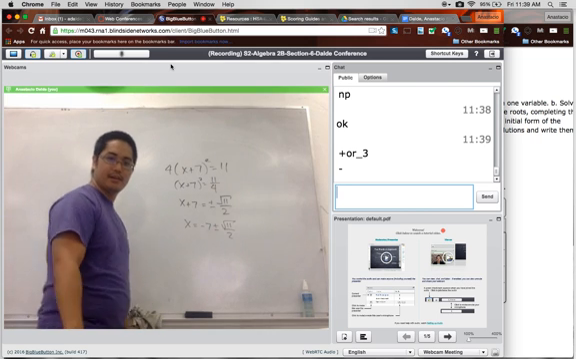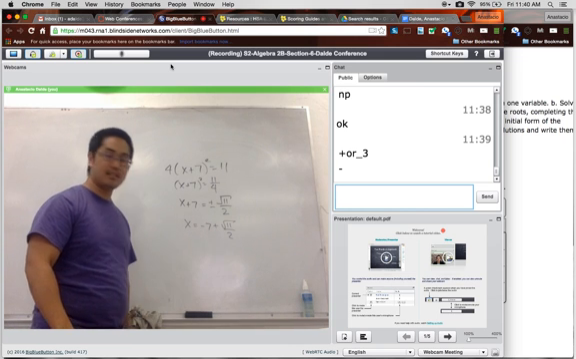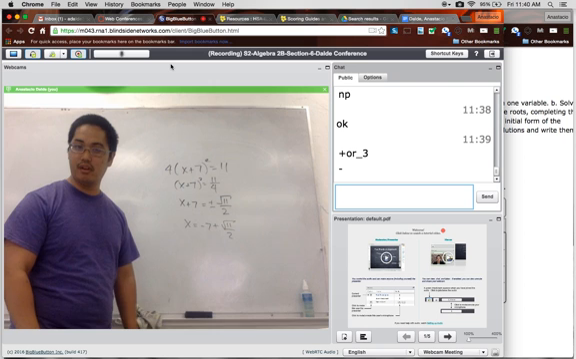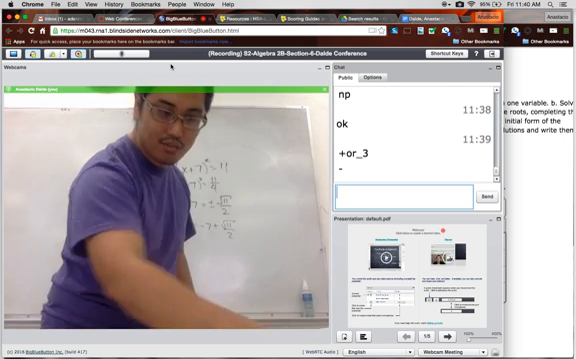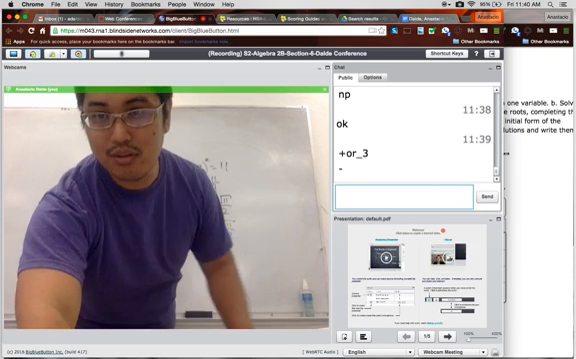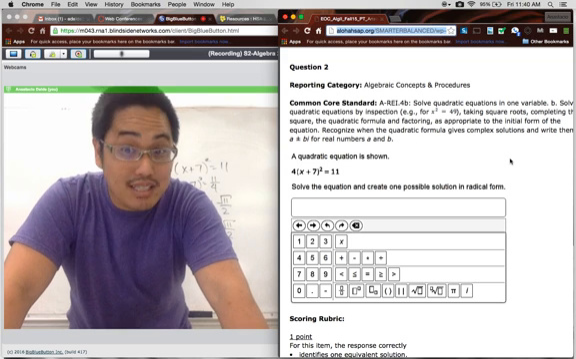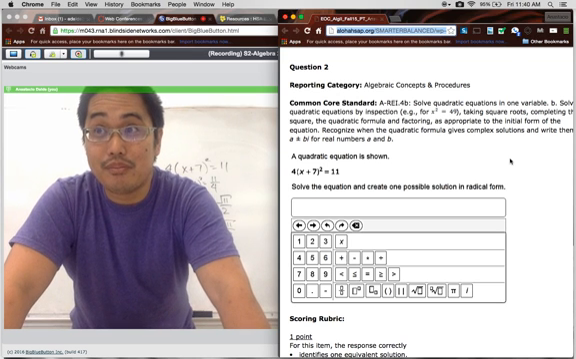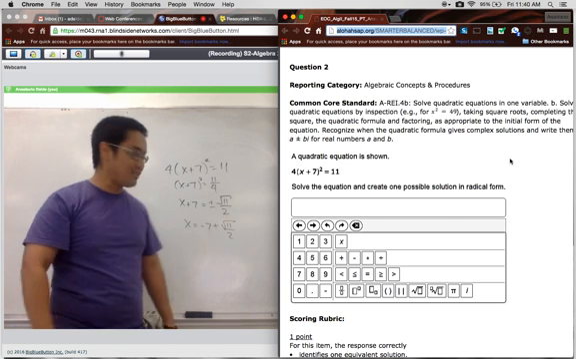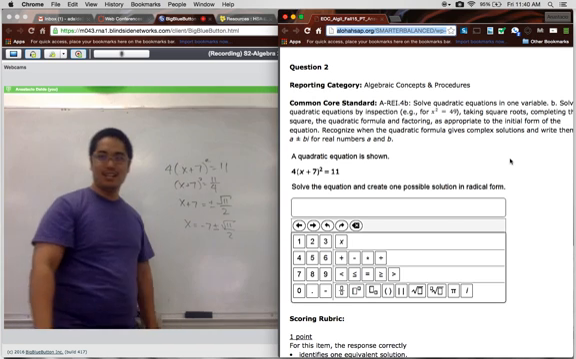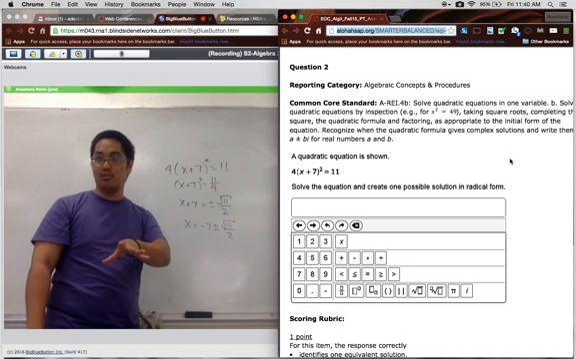Actually, they screwed up. They just said negative 7 plus the square root of 11 over 2. Here's the reason why: look what they asked for. They said, solve the equation and create one possible solution in radical form. The other possible solution is you could have a minus. And if you had a minus in there, then they better not mark you wrong, right?